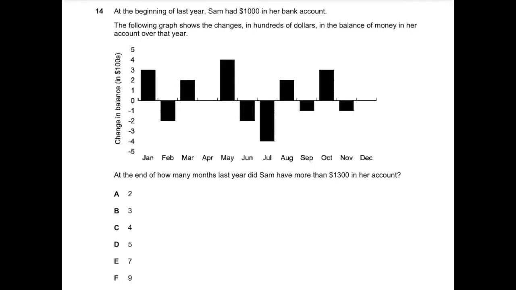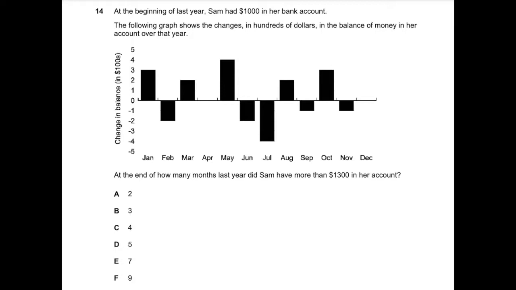Question 14. At the beginning of last year, Sam had $1,000 in her bank account. The following graph shows the changes, in hundreds of dollars, in the balance of money in her account over that year. At the end of how many months last year did Sam have more than $1,300 in her account? The correct answer is D because of the following.